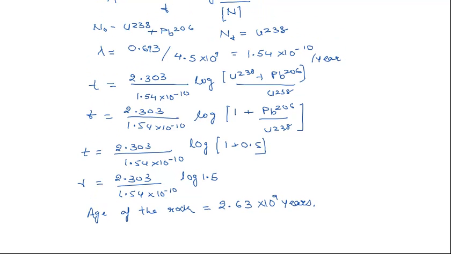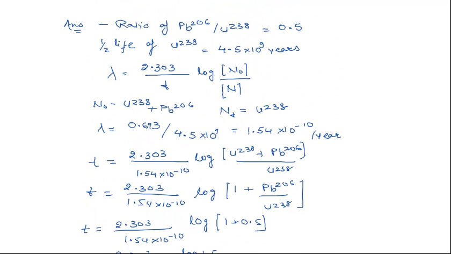Right? I hope you have got this concept. This is just the concept of final concentration and initial concentration. Final concentration is U-238, and whatever was present initially, U-238 plus Pb-206. Why? Because your Pb-206 is obtained from U-238 only. Right?